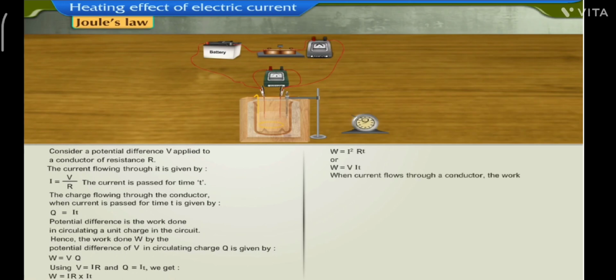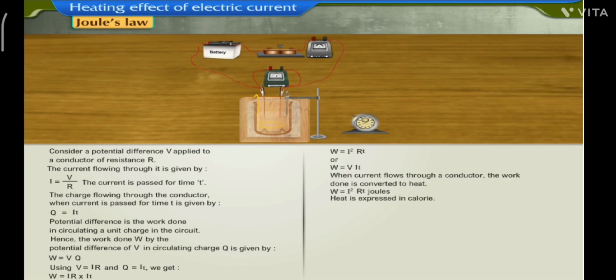When current flows through a conductor, work is done to overcome the resistance offered by the conductor to the flow of the current. This work done is converted to heat. Hence, W is equal to I square Rt joule. This is the amount of heat generated in the conductor.